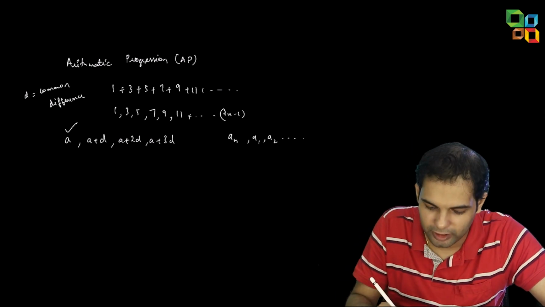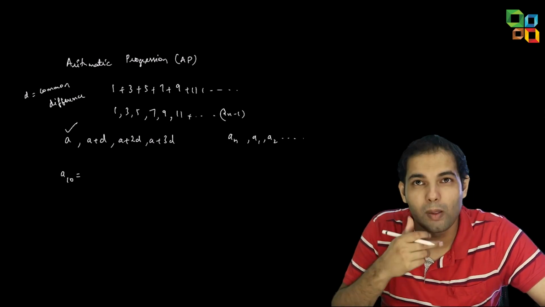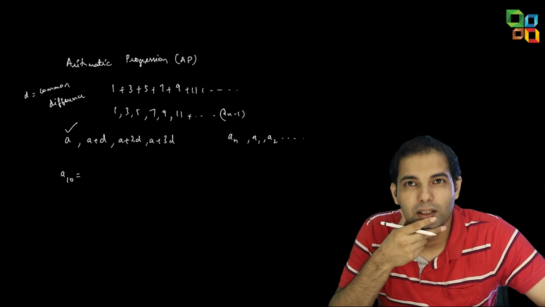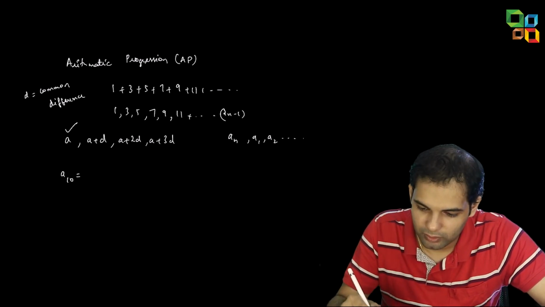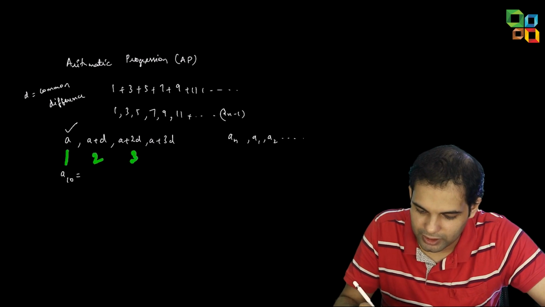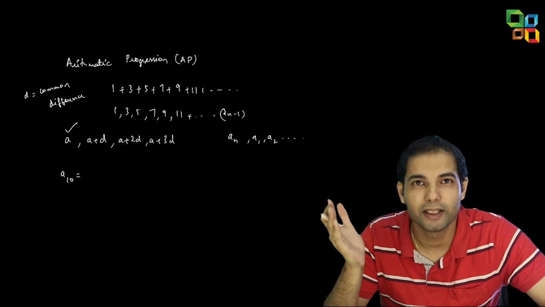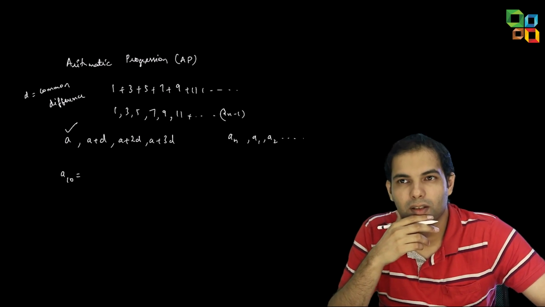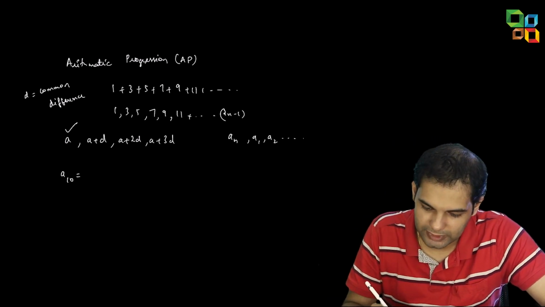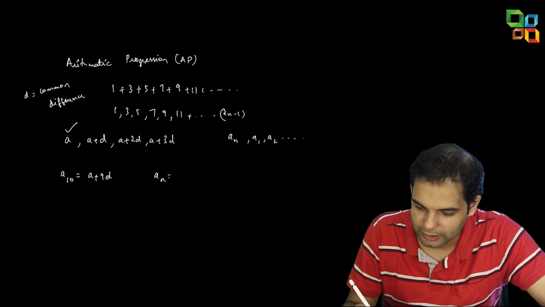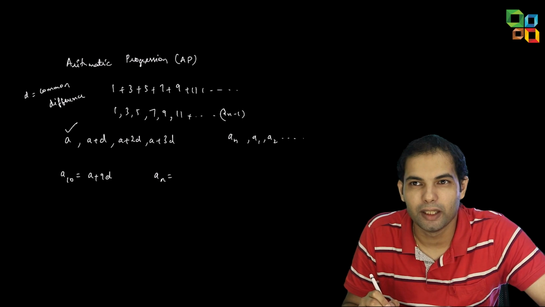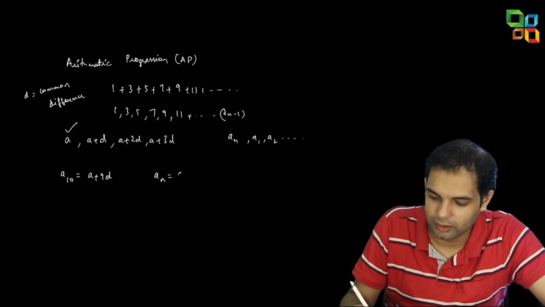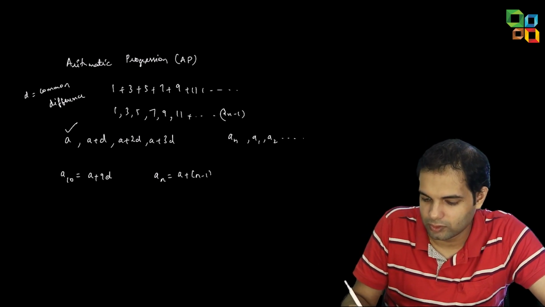Yes, Swasti, can you tell me what would be the 10th term? So, for example, this is the first term, this is the second term, this is the third term, this is the fourth term, right? What would be the 10th term? Sir, A plus 9D. A plus 9D, correct. Yes. So, Dhruvi, can you tell me what would be the general term? General term, AN. Sir, it would be A plus N minus 1 into D.